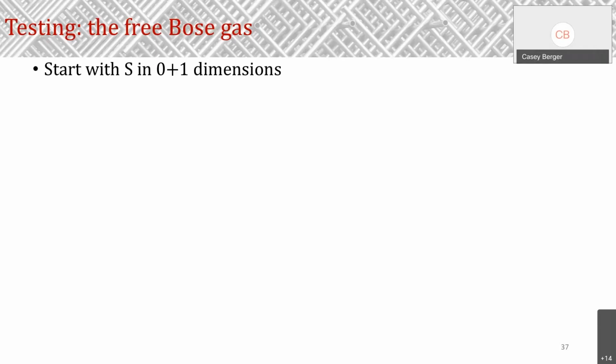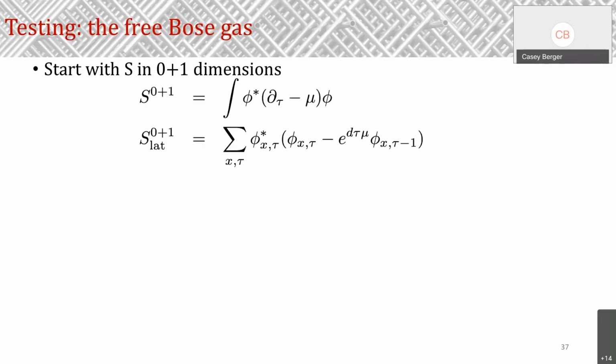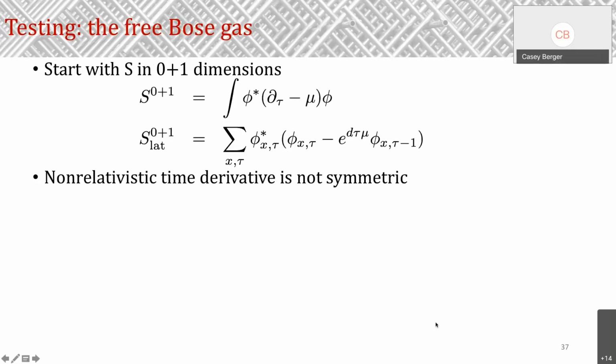So we looked at the simplest exactly solvable case, which is 0+1 dimensions, so there are no spatial dimensions. We just have a time derivative and chemical potential. This is our action in this case, very simple. We just have this time derivative and this chemical potential, which when we discretize it for the lattice looks like this. And we found that the non-relativistic time derivative is actually not symmetric. Now, this is something that was known, but we hadn't really considered how it would affect our complex fields.